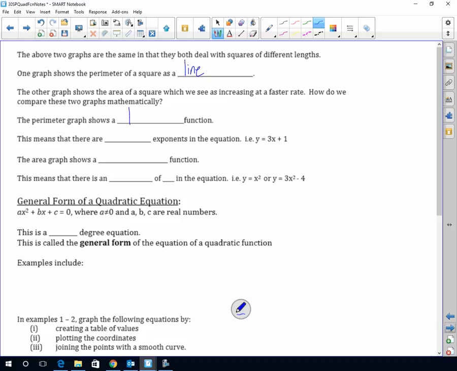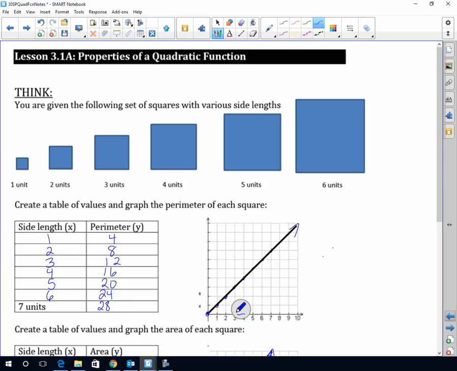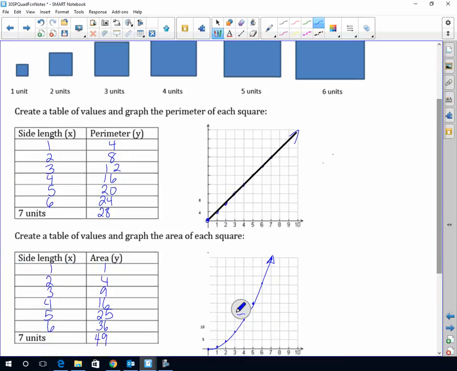So the perimeter graph shows a linear function. This means that there are no exponents in the equation. Like, for instance, a line, y equals mx plus b, y equals 3x plus 1. Yes? Let's go back to the line. Can anybody tell me what this line is? I'm sorry? It would be y equals 4x, yeah. Very good.